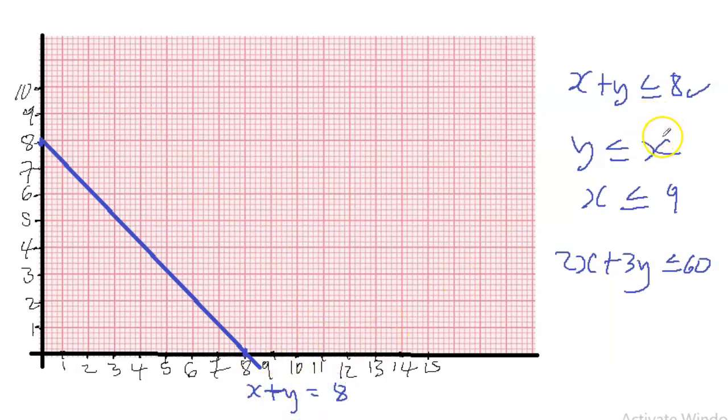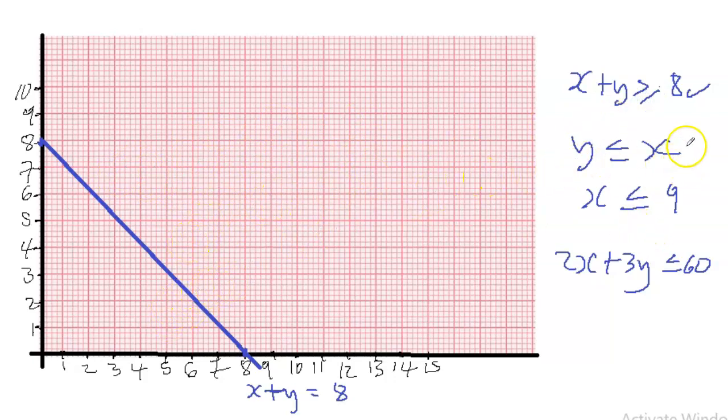Now greater than 8, my bad, greater than 8. So if we were to shade, we'll shade above the line. But we're not shading it. We want to draw all the lines first.